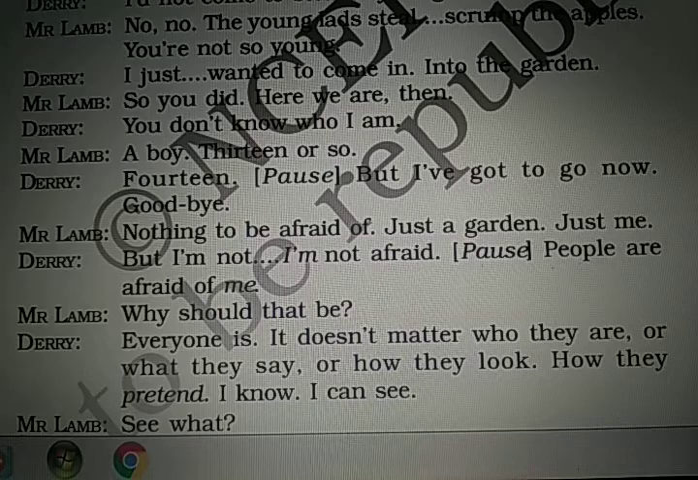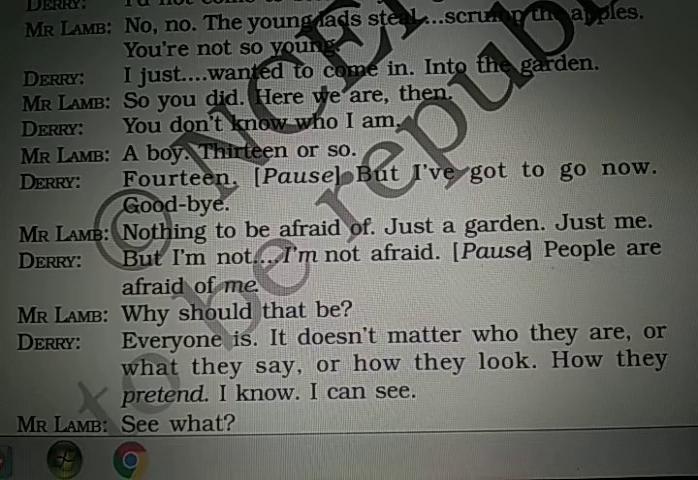Then a pause. He doesn't speak. After some time: "But I have got to go now." Now I would like to leave. "Goodbye, Mr. Lamb." Mr. Lamb: "Nothing to be afraid of. Don't panic, dear boy. It's just a garden. Just me." Means it's merely a garden and I am only here. No one is there except both of us.